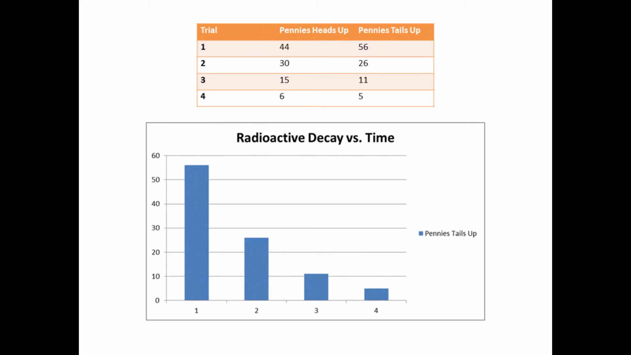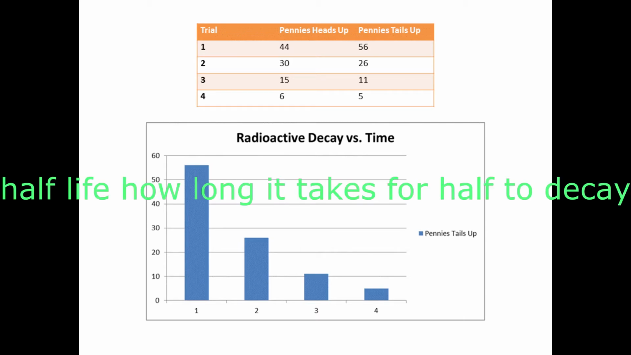Between each trial you can see that the number that were left is roughly half of what it was the previous trial. You can see that in the bar graph especially. The bar gets cut down by half each time. Half-life would refer to how long it takes for half of the atoms to decay.